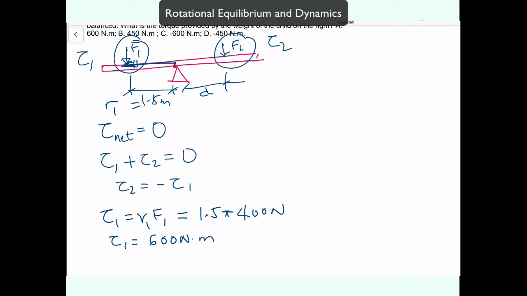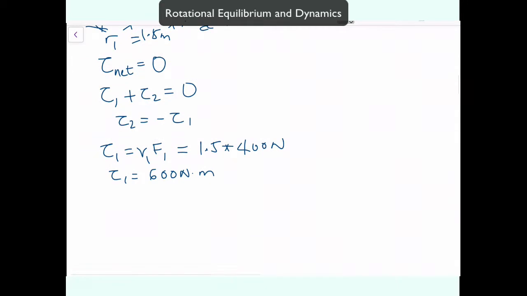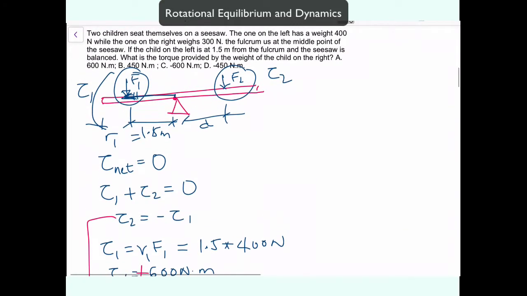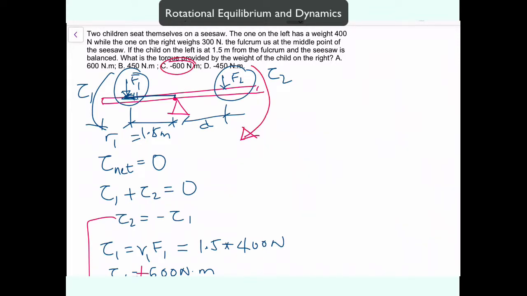But if you look at the direction of rotation for torque 1, it is counterclockwise, so it's moving in the counterclockwise direction. Because it's counterclockwise, it is a positive torque. So from here, what we showed is torque 2 is the negative of torque 1, so torque 2 is going to be negative 600 Newton meter. That negative sign normally just represents the balance, that F2 is trying to balance this in the clockwise direction. So the answer will be C.